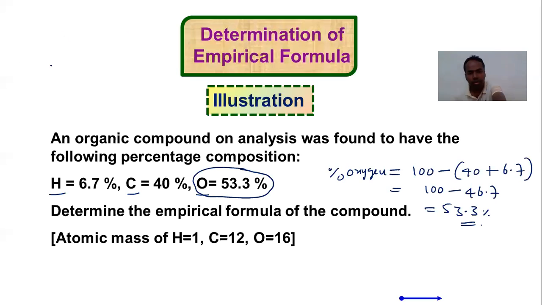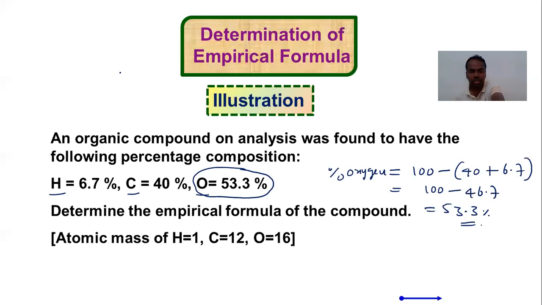So how can you calculate the percentage empirical formula? The given carbon is 40%. 40% means 100 grams of this organic compound contains 40 grams. The first step is we need to convert the percentage to grams.